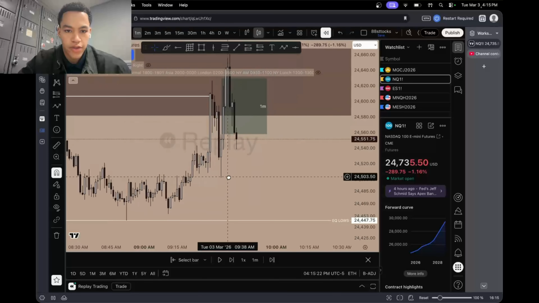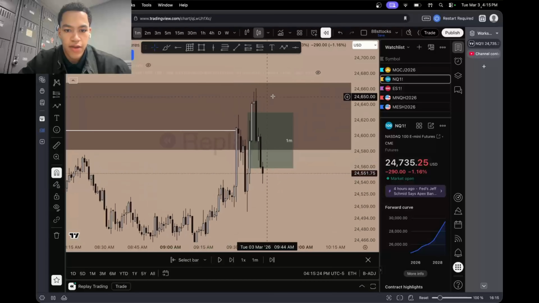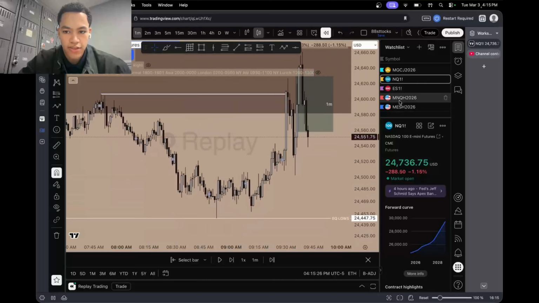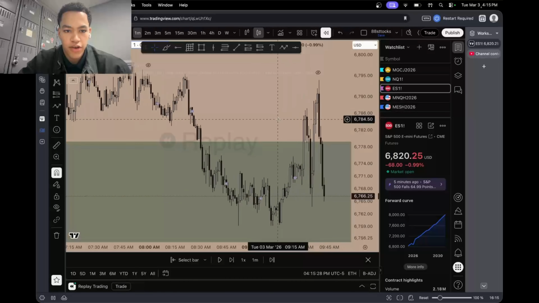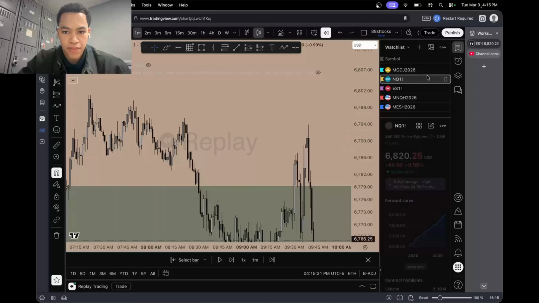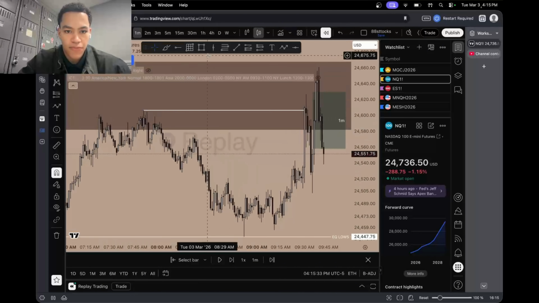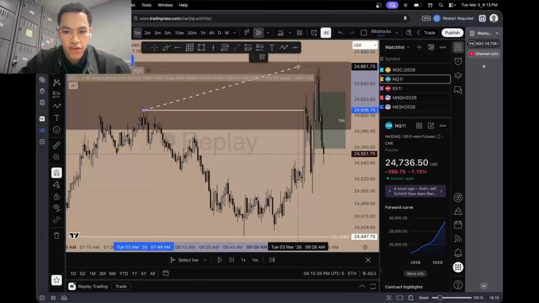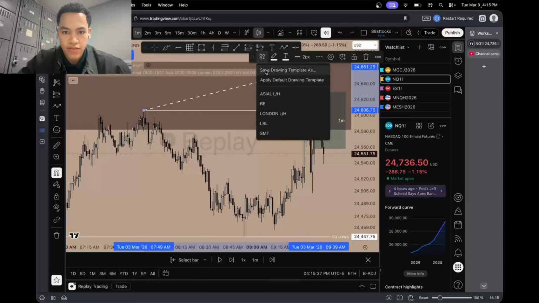But what do we have, right? A liquidity sweep. We have a high time frame gap. Also at the time, ES, if we go, is creating an SMT with these highs up here. So ES never came up and swept this liquidity. So there's an SMT at these highs right here.